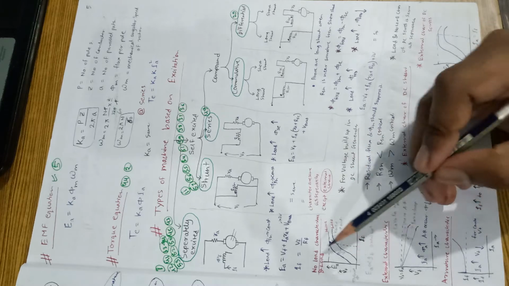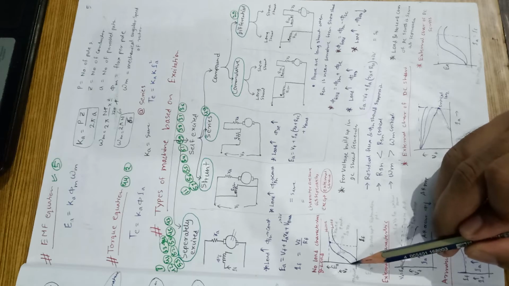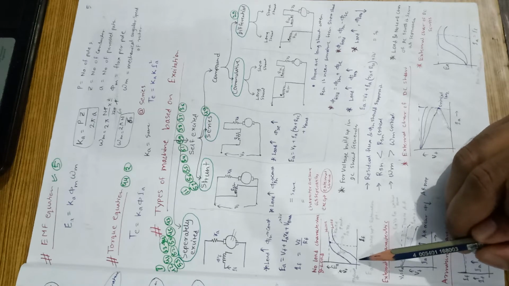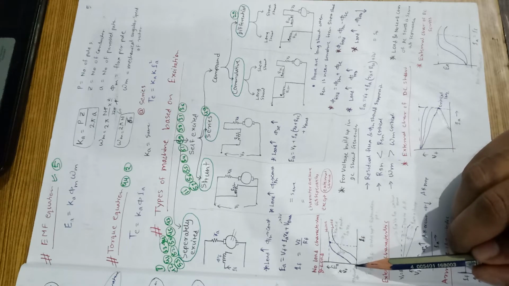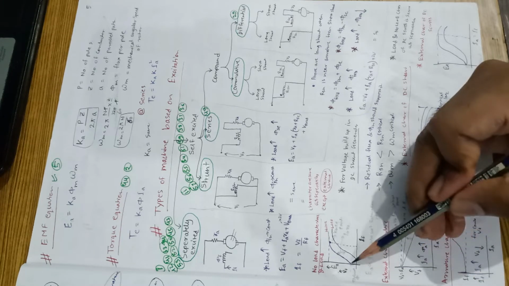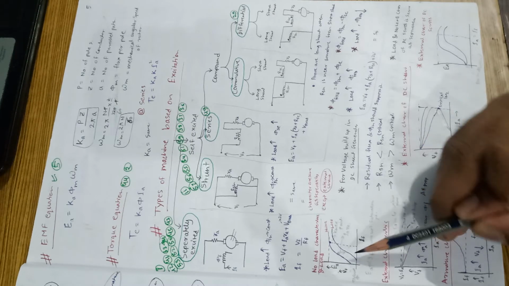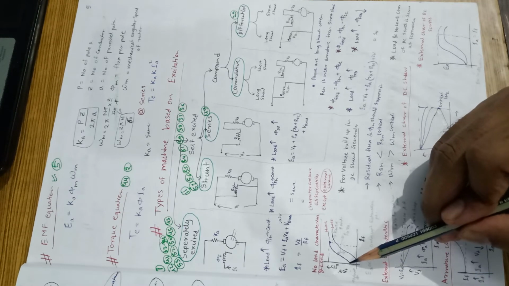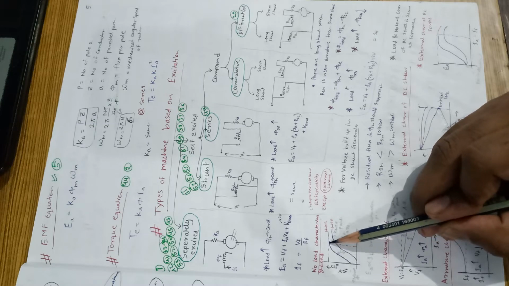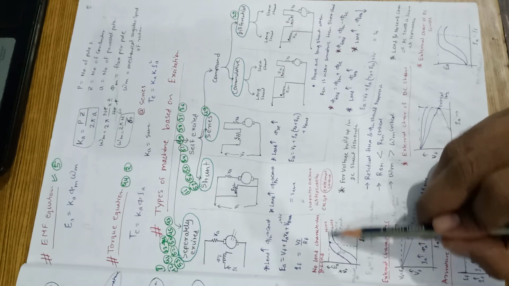When we talk about the no load characteristic, it means no load is connected. Even when no load is connected and the field current is zero, some EMF is induced, due to residual flux. At zero field current, still EMF is induced due to residual flux, and when we keep on increasing the field current, EA will increase, and at a point it will become constant due to saturation.